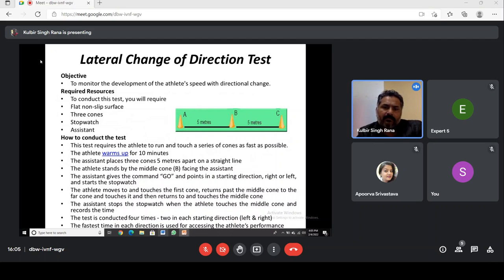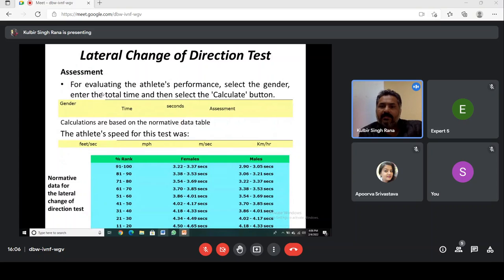The person recording the time will be standing in front. He'll record the time once the athlete starts from B, touches A and comes back to B. Then he'll go to C and come back to B. Those times he'll be recording. So that will be the agility test, right? From right to left, left to right, whatever direction he is changing and how much time it takes. Again, these are the normative values we generally see in males and females. We'll record gender, and the time in seconds taken by the athlete.